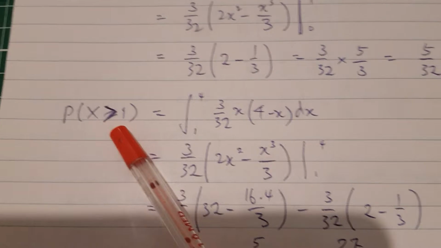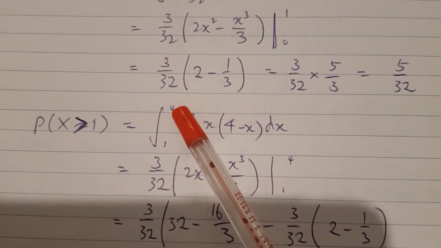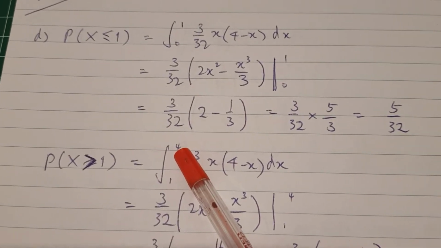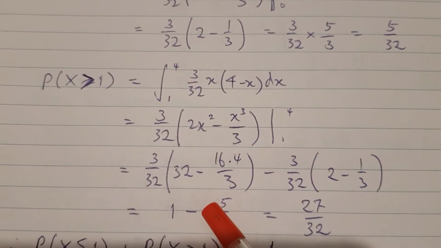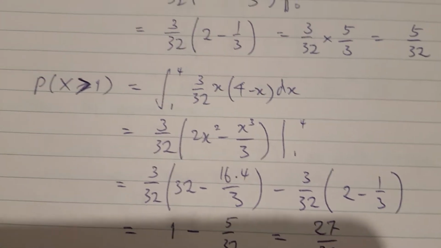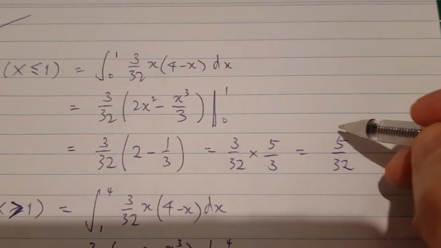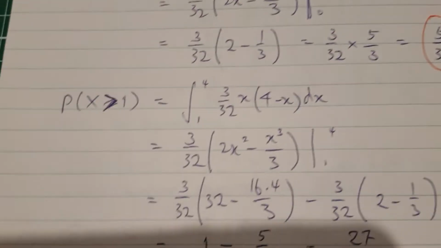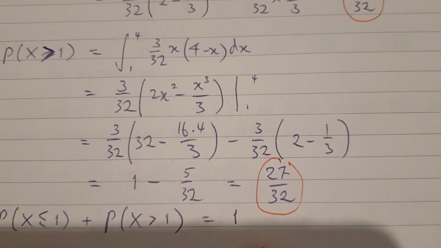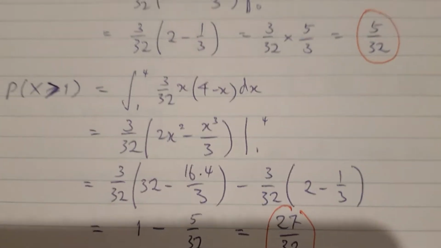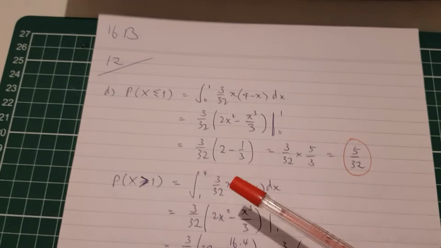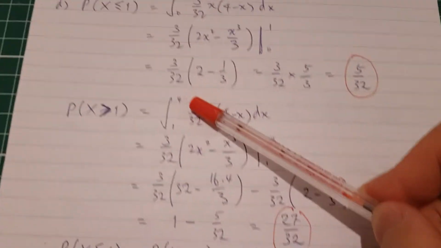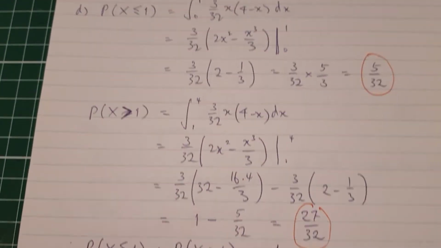Now greater than 1 is from 1 to 4. Remember, it ends at 4 because of the way the domain is defined. And again, substitute 4 and 1 respectively and subtract, then you get this. Now, obviously 5 on 32 plus 27 on 32 will give you 32 on 32, which is 1. So that confirms that the whole thing from 0 to 4 is actually giving you 1.